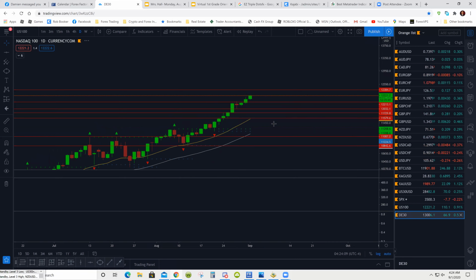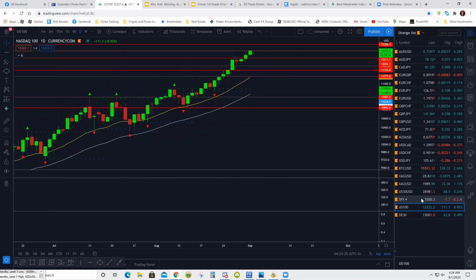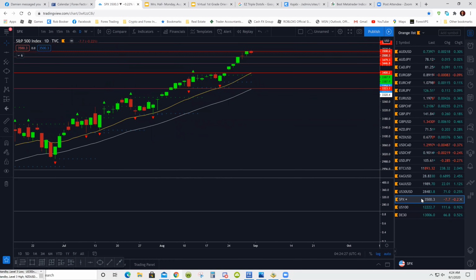And DAX has been in a range. Look at this: higher highs, higher lows, higher highs, higher lows, and it looks like it's bouncing off this resistance. So this can also potentially go up. So DAX long, US 30 long, S&P potentially long if it breaks that structure.